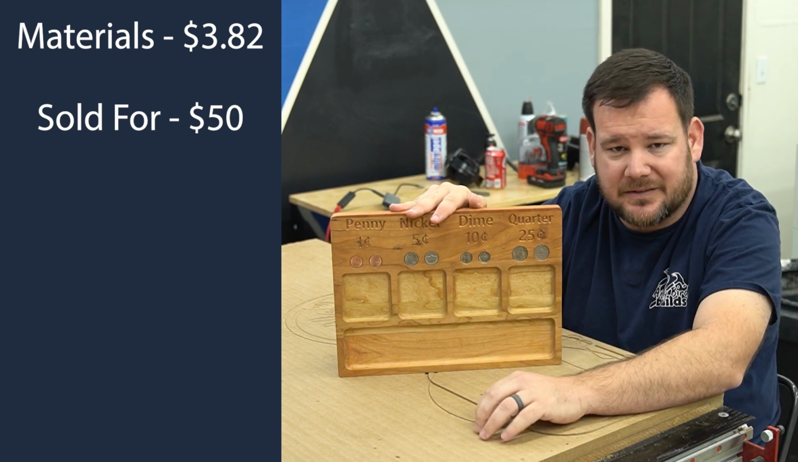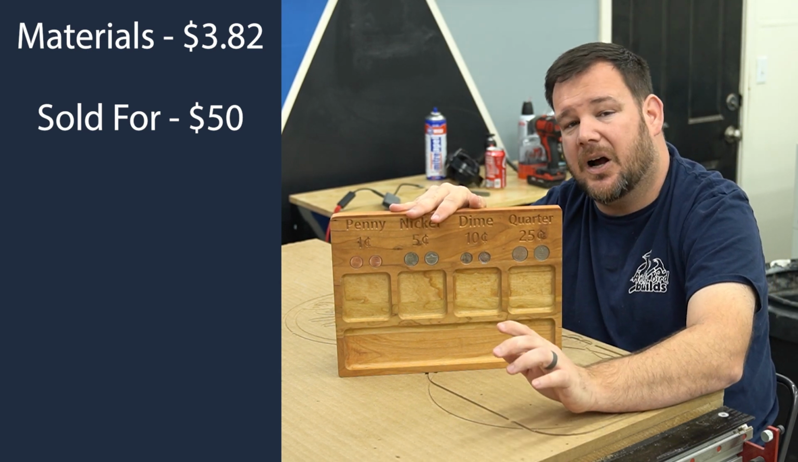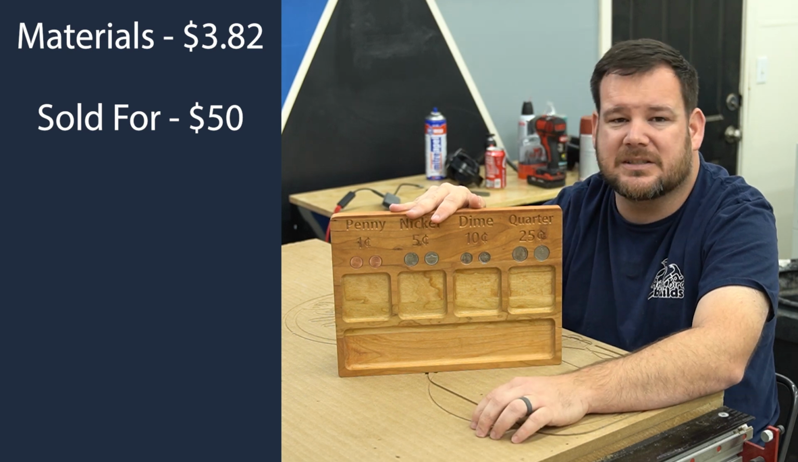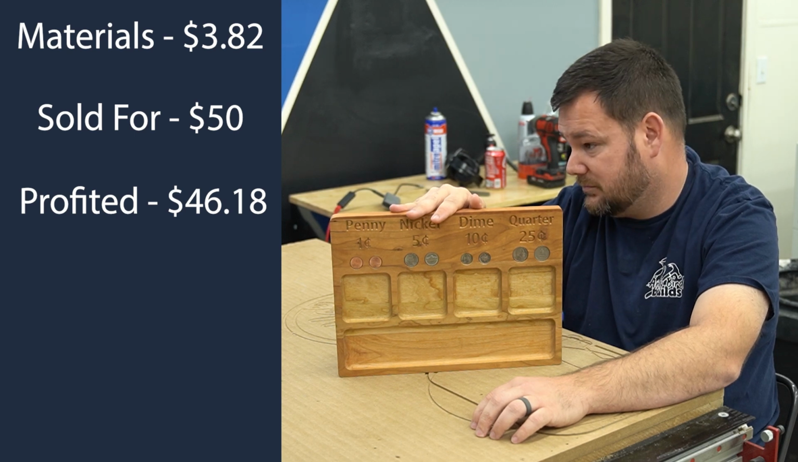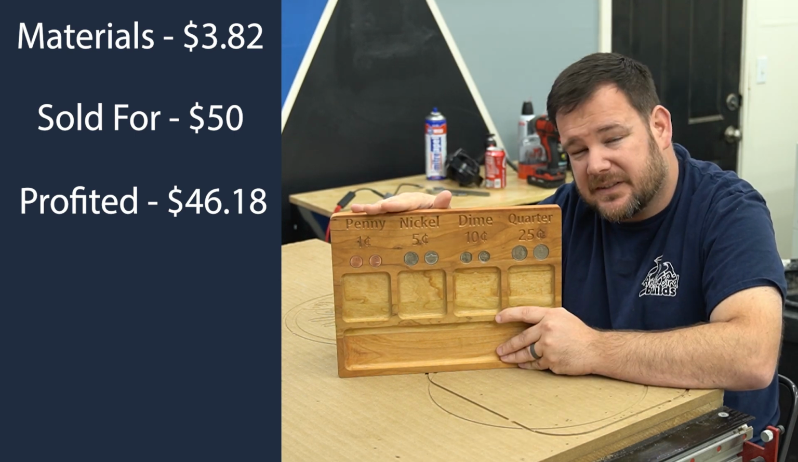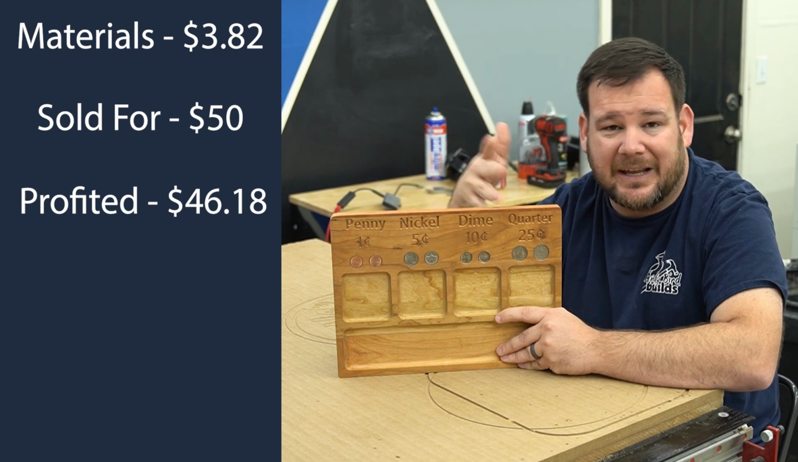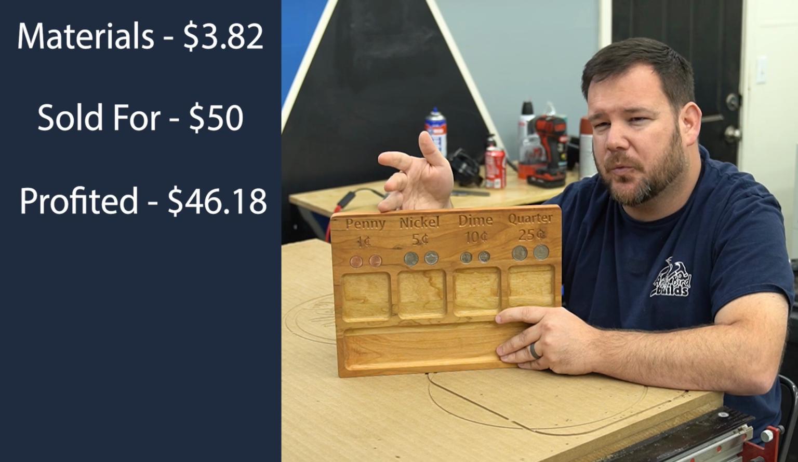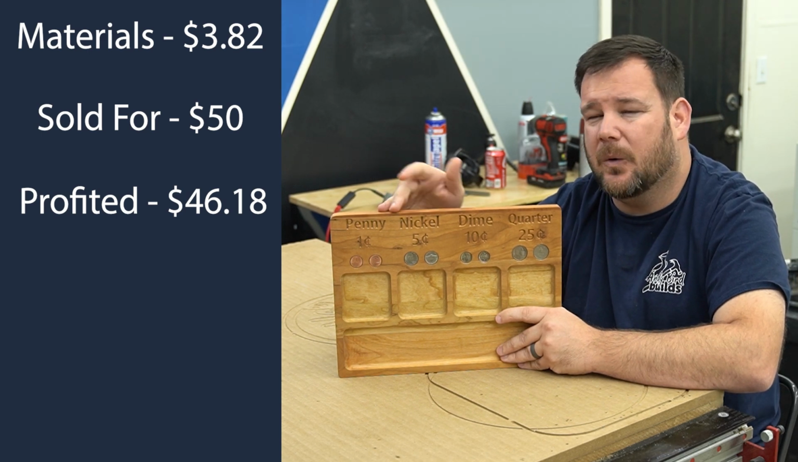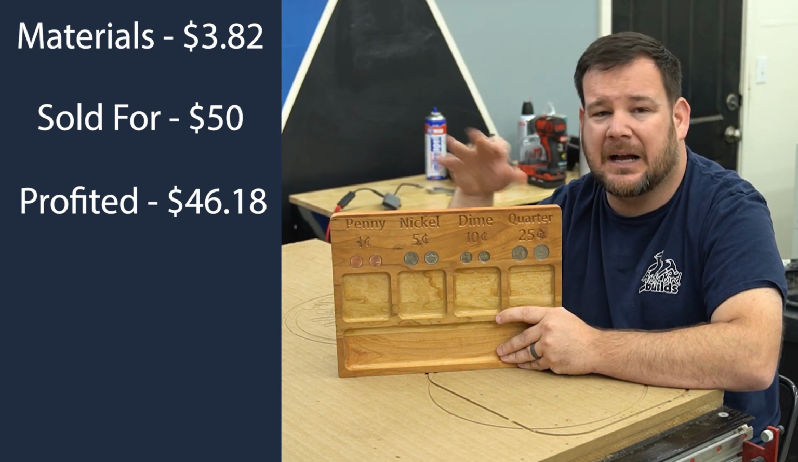So if we take our profits of $50 and minus our material cost, $3.82, that equals $46.18. So our profits include our labor cost and our business profits. Now, this is looking at it from a side hustle standpoint where you're really not worried about business profits on top of your labor.